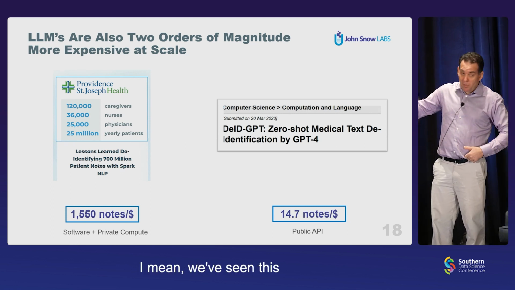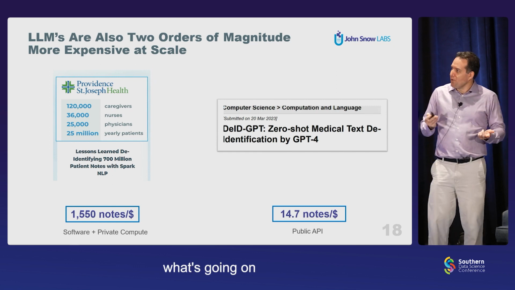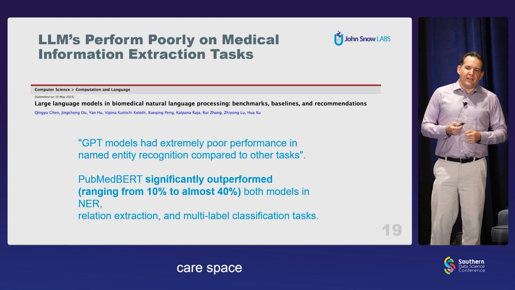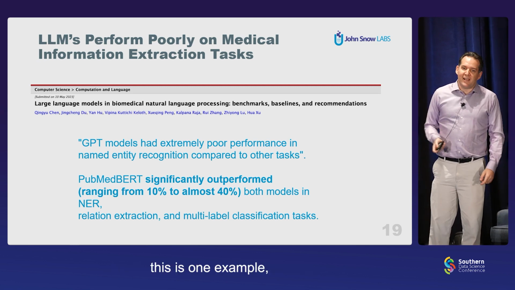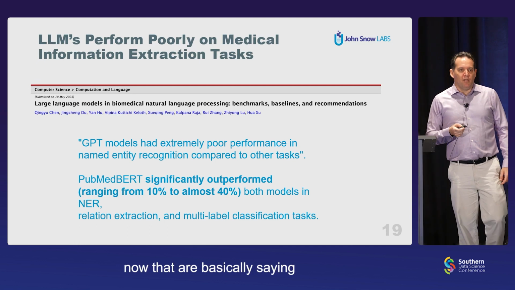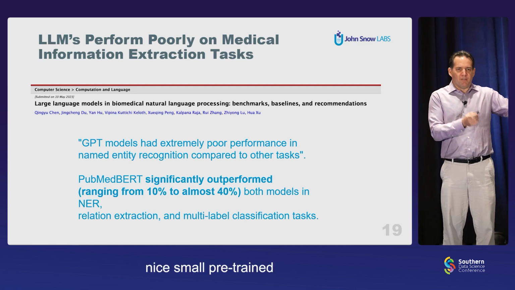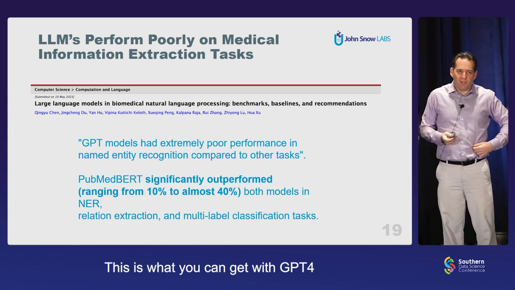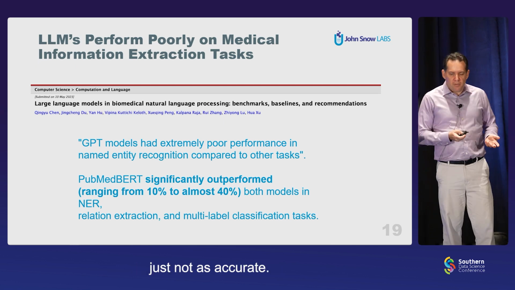So at this point, we're seeing this very consistently, and we're wondering, are we the only crazy ones? What's going on? And one thing that's happening, and you see this more and more in the healthcare space, is that apparently we're not. Here's one example, but there are quite a few academic papers now that are basically saying the same thing. Look, just use a nice, small, pre-trained, tuned deep learning model versus what you can get with GPT-4. It's just not as good. It's really just not as accurate.